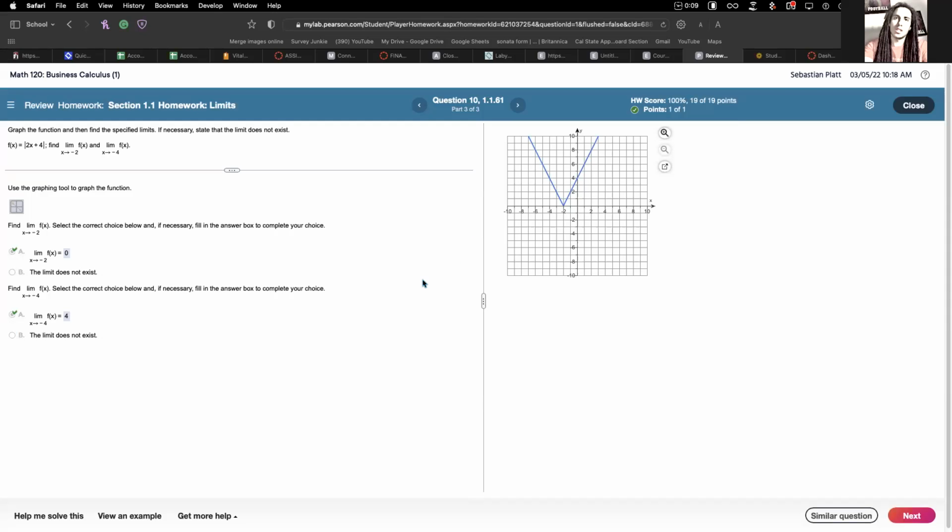Okay, now for number 10. So what I'm going to do in my iPad is write down the equations. So we have f of x equals the absolute value of 2x plus 4. And what we want is the limit as x approaches -2. And then we also want the limit when x approaches -4.